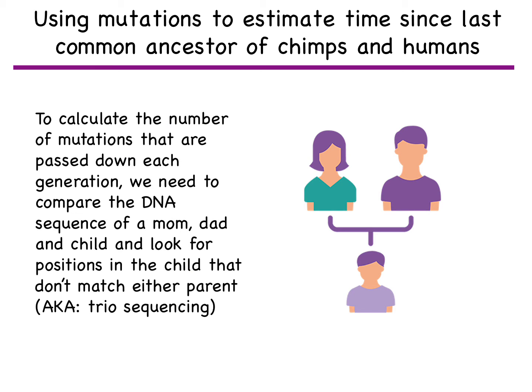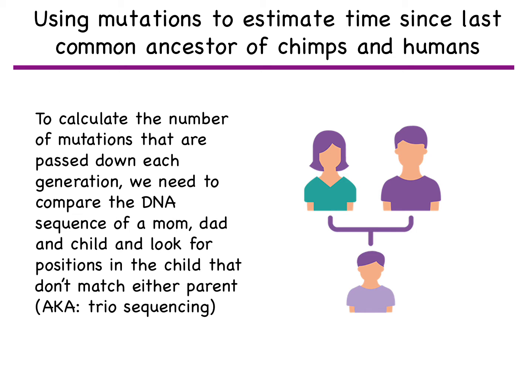So the way we do that is we basically compare the sequences of the genome from a set of parents and the offspring, and then tally up the number of differences that were acquired by the child that are not present in either parent, okay? So just reading what I've said here, to calculate the number of mutations that are passed down each generation, we need to compare the DNA sequence of a mom, dad, and child and look for positions in the child that don't match either parent. This is also known as trio sequencing.